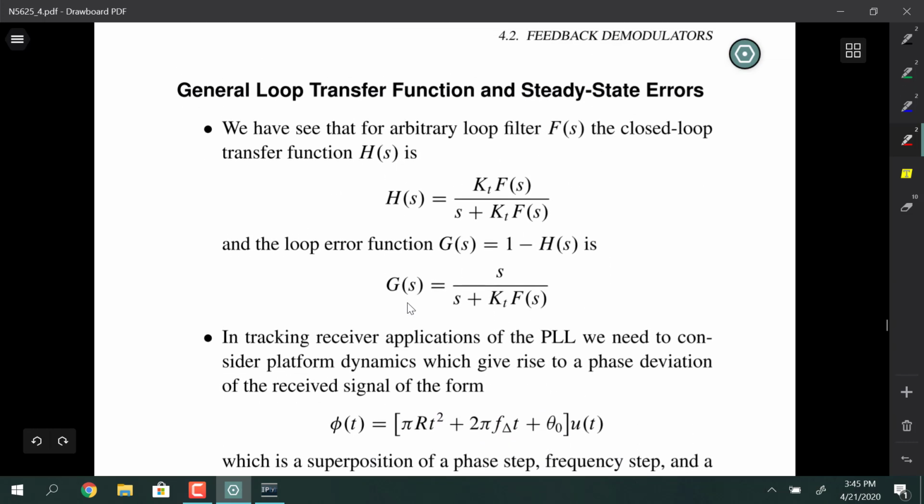So the next topic here is general loop transfer function and steady state error. We go back to the original closed loop transfer function for the linear loop, and we put in what the expression is: the loop gain KT, the loop filter F(s). We also write out the loop error function, 1 minus H(s). These are the two fundamental closed loop equations for the phase lock loop: the transfer function H(s) for the closed loop, and the loop error function G(s).